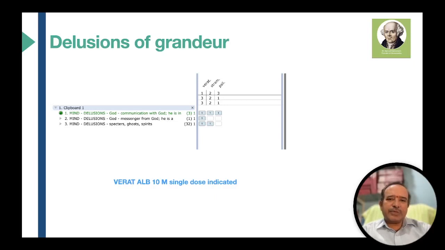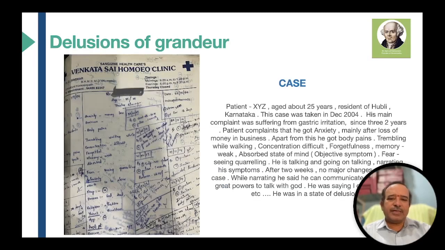The first rubric was his communication with God, the next was that he is a messenger from God, and next was delusions, specters, ghosts, and spirits. Based upon this, I got Veratrum album. So Veratrum album 10 single dose was given, after almost one month.